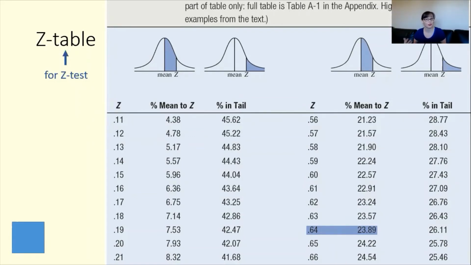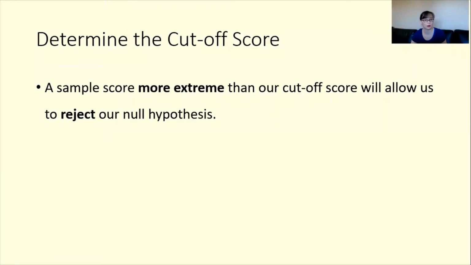I could look up, for instance, 5% in my tail and use the corresponding z-score, and that's going to be my cutoff score. How this works is, right now we're working on figuring out our cutoff score, and in step 4, what we do next in just a few minutes, is we'll look for our sample score. And we're then going to compare these. And so a sample score, what we get in step 4, if that's more extreme than the cutoff score that we found in this step, this is going to allow us to reject our null hypothesis.